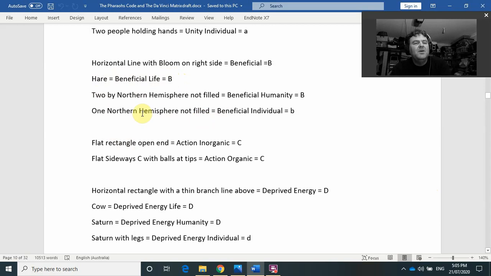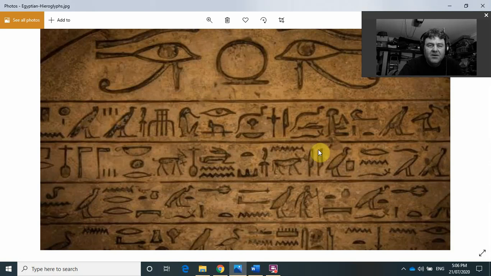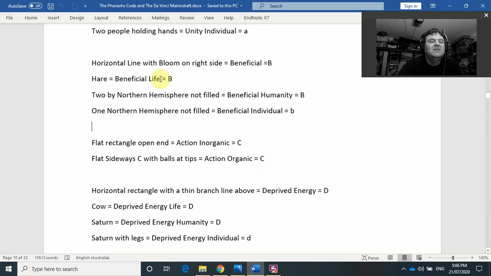So very quickly, two northern hemisphere shapes. So an upside down, or the top ways, who would know? Here it is there. There's one of them filled in. There's another one not filled in. And there's a difference, obviously. One is sun and one is moon, basically. But two not filled in a row is the beneficial for humanity, and just a single northern hemisphere, which is not filled, is beneficial for an individual.